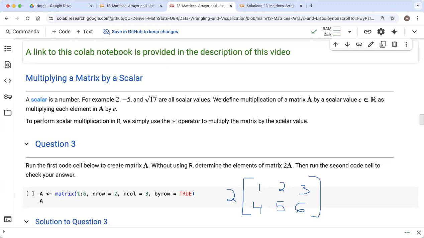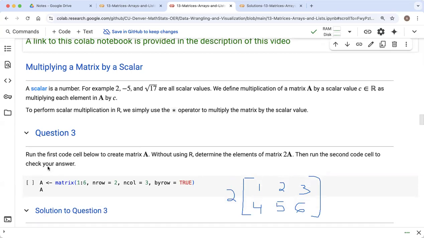So first thing is I can multiply a scalar times a matrix. Again, remember scalars, that's just a word that we use for a single number. So things like 2, -5, square root of 17, these are all scalar values. So if I have some matrix A of any size, I'm able to multiply any matrix by any scalar. That is going to be a defined operation. And the way that we define that operation is we just multiply every element of the matrix by the value of the scalar. So let's take a look at an example.